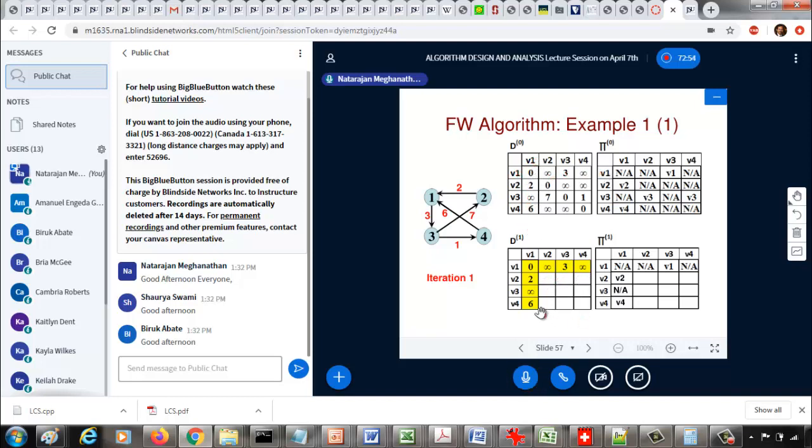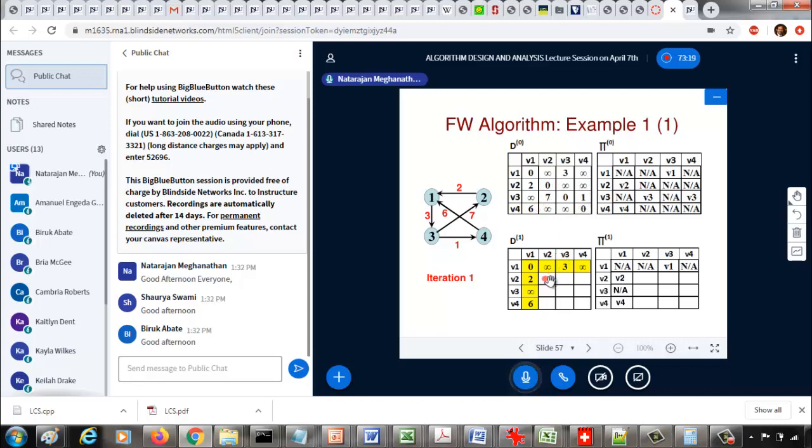And these are the other entries that we are going to fill in, in the sense that we are going to see if we can reduce them from what we know currently. If we cannot reduce them from what we know currently, we are going to use the same thing. Now, how to see if we can reduce them: we are going to see if we can go through V1 and reduce the entries that we know for the distances.